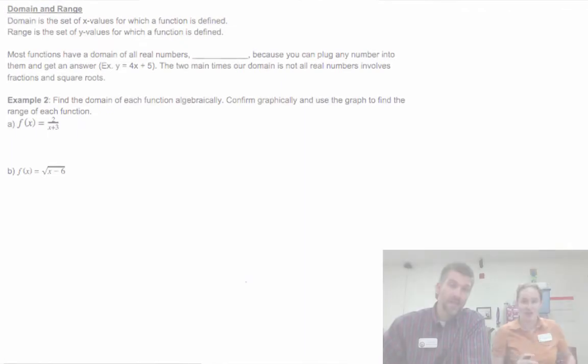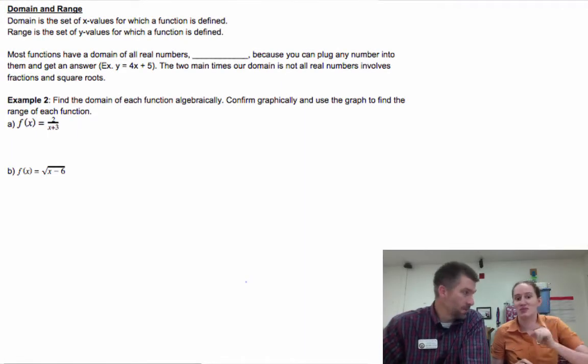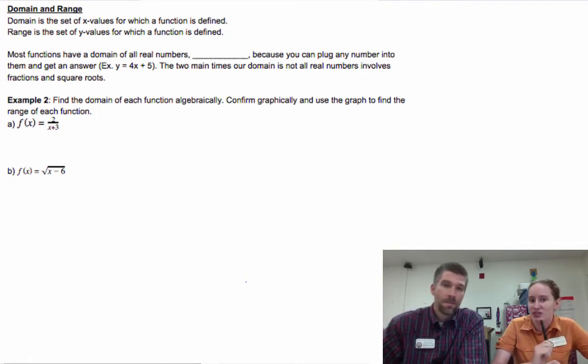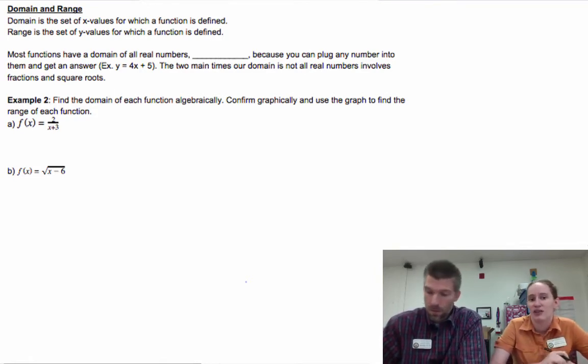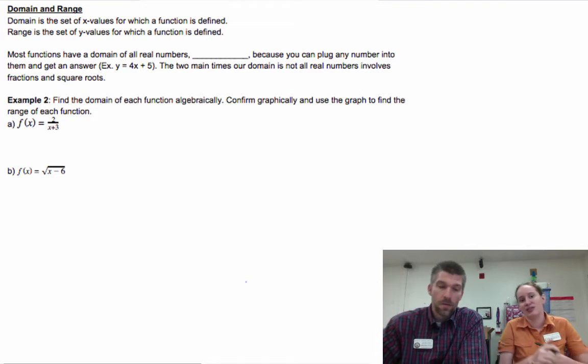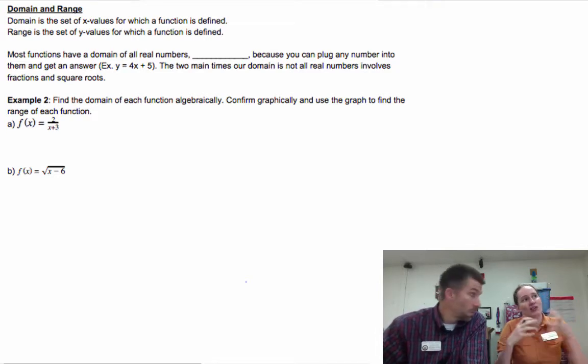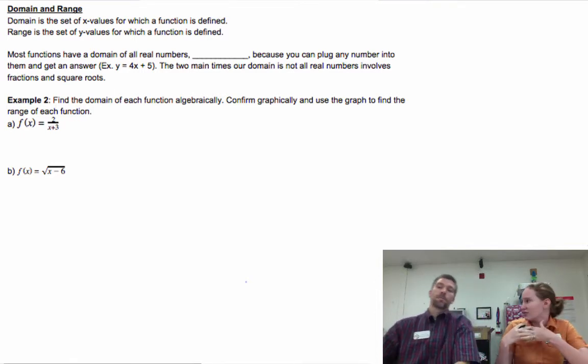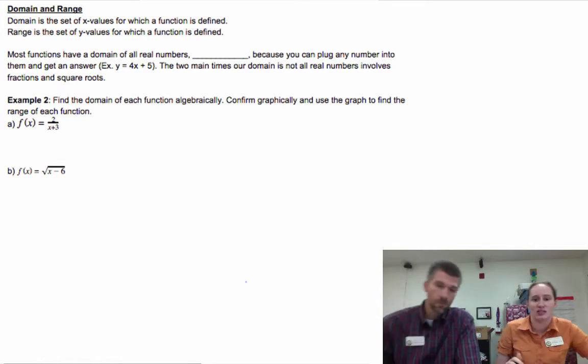Okay, domain and range. Domain is the set of x values for which a function is defined, and range is the set of y values for which a function is defined. So it's the idea that we have a certain set of numbers that we can put into a function, and then we get out another set of numbers. That's what the domain and range is.